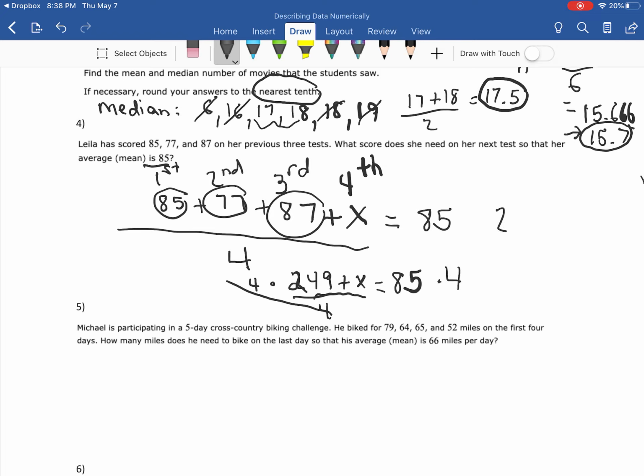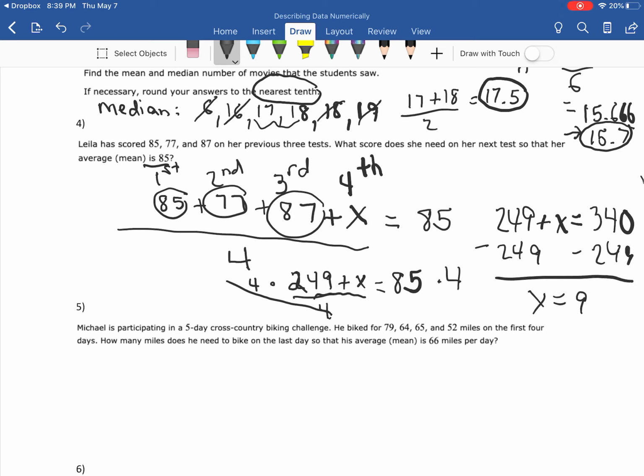Okay, and those 4s will cancel out. So we have 249 plus x equals 85 times 4. 85 times 4 is 340. Subtract 249 from both sides. Okay, so x is 91.